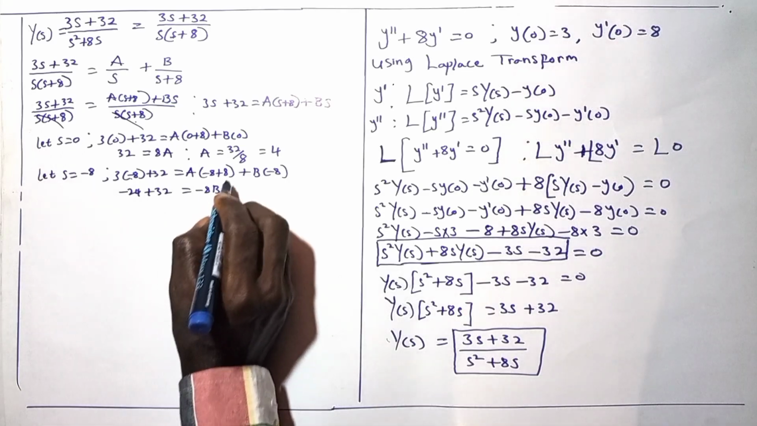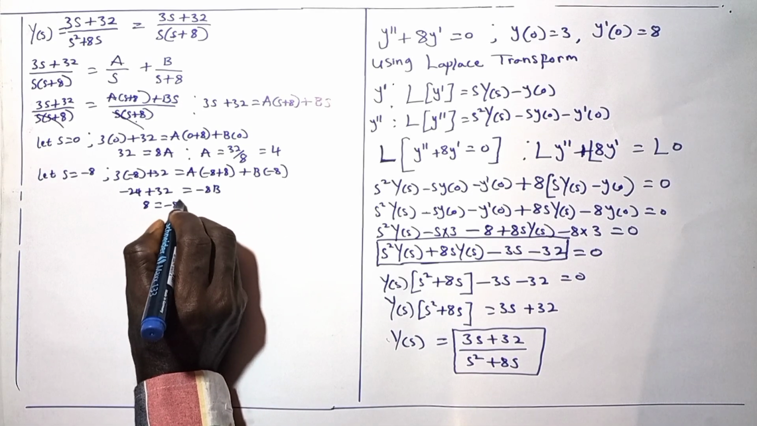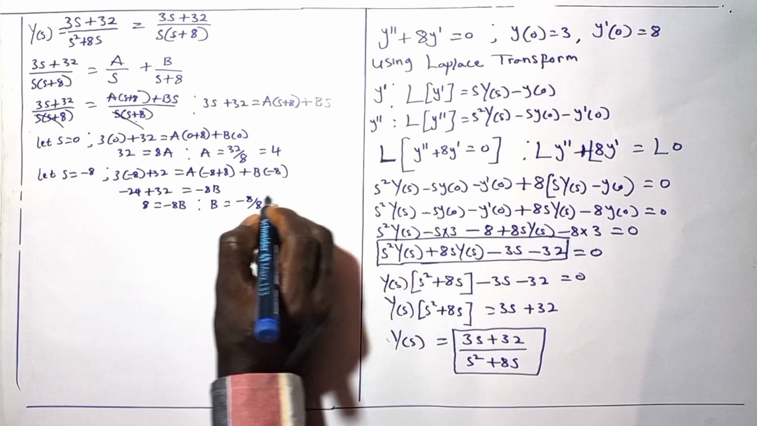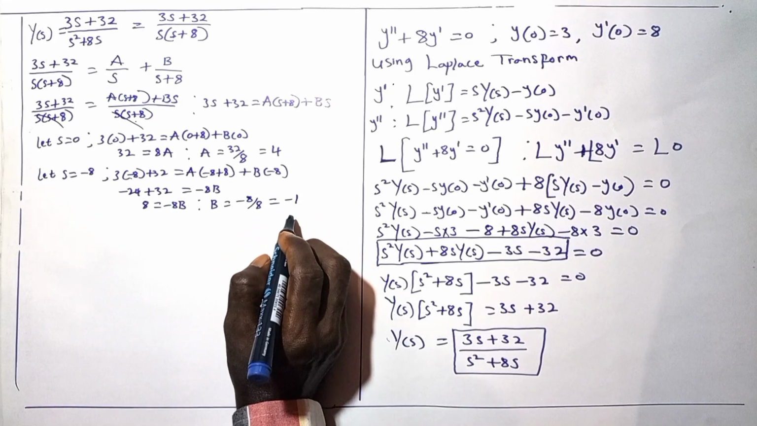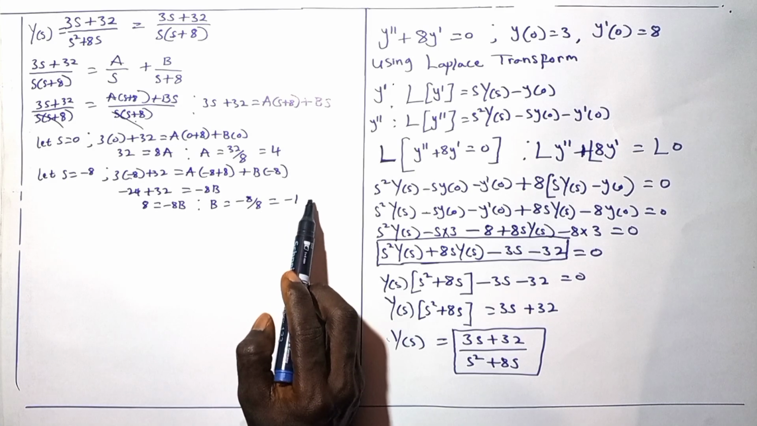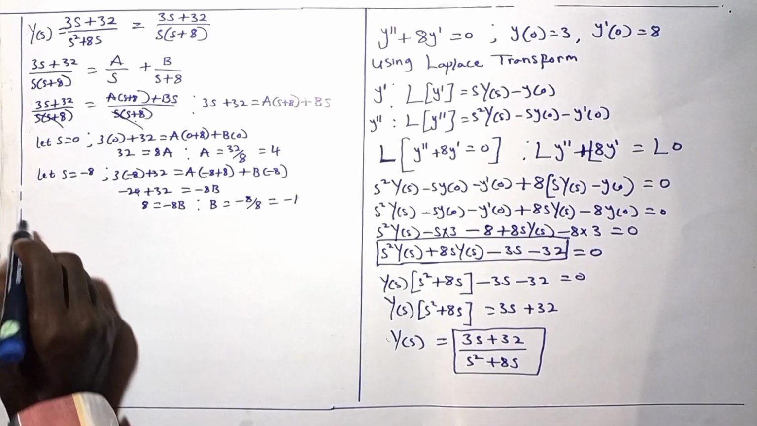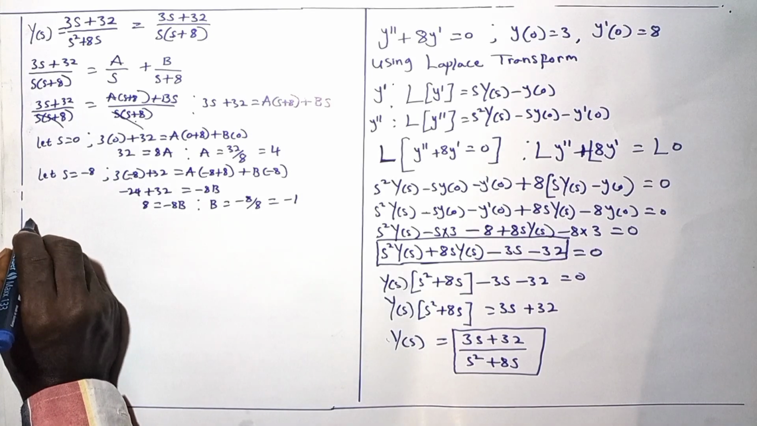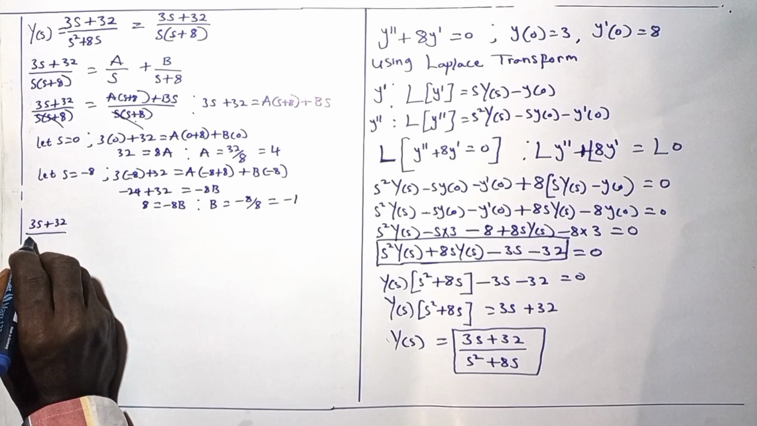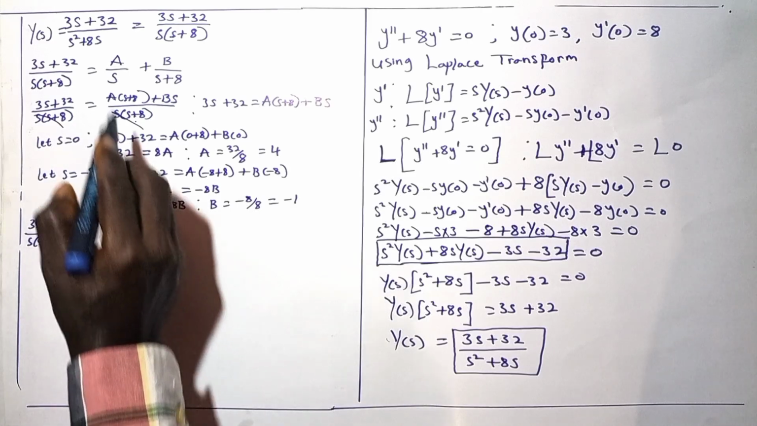Minus 8b, then this gives us 8 equals minus 8b, then b becomes minus 1. So this is our value for b. So I'm putting in our value for a and our value for b. So now all we need to do is insert it in our partial fraction. Now we said this is 3s plus 32 over s plus 8. We said it is a over s.